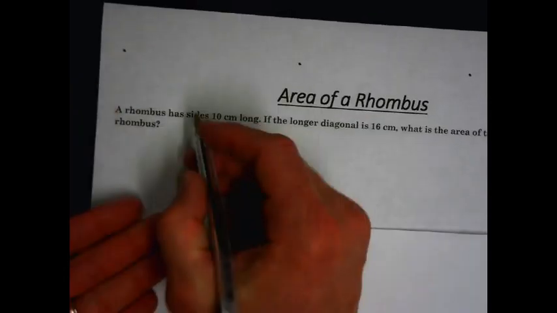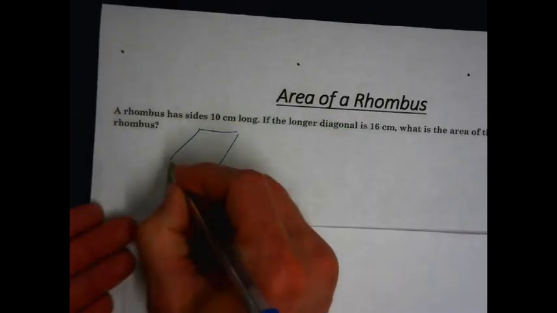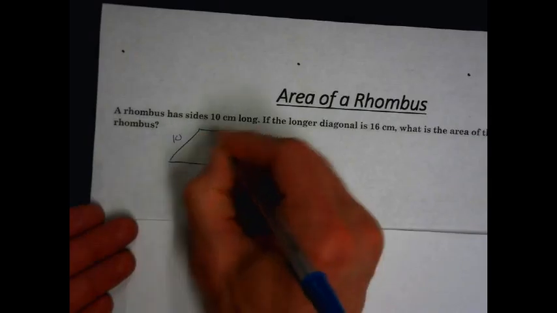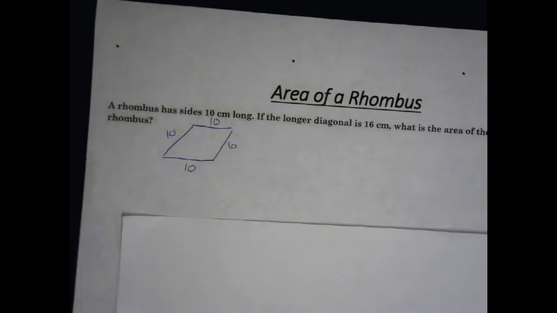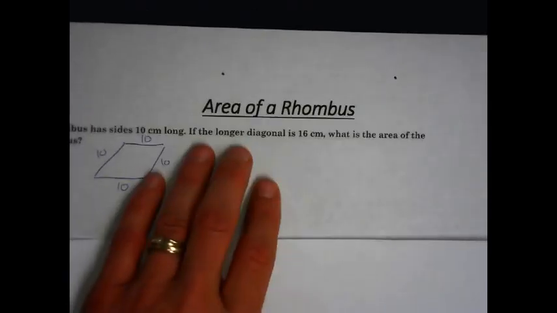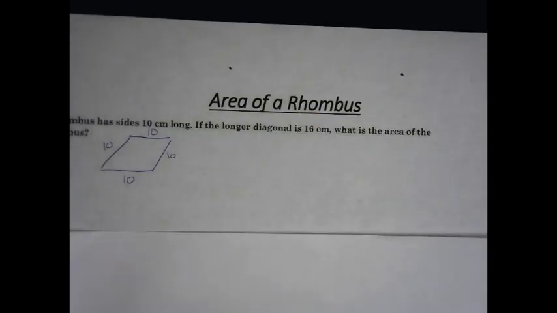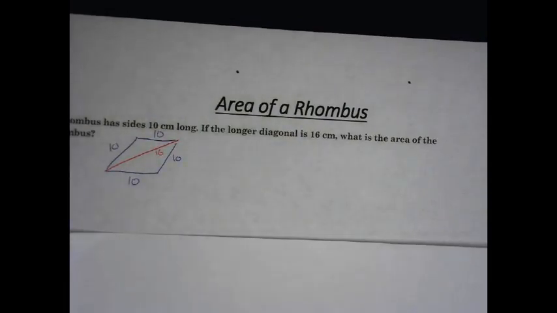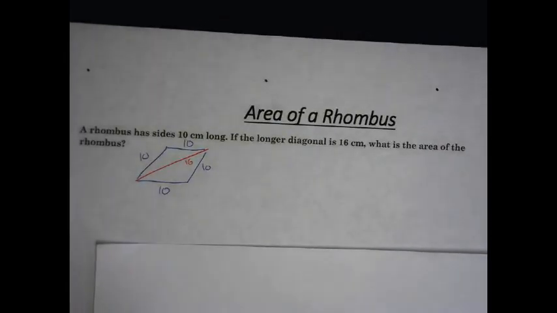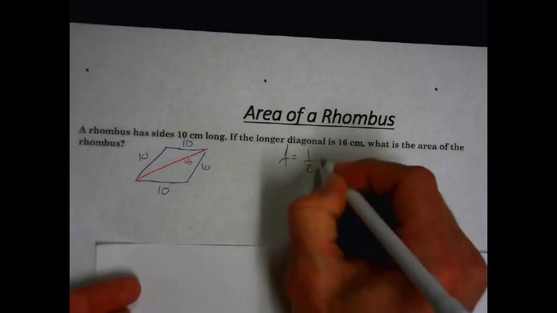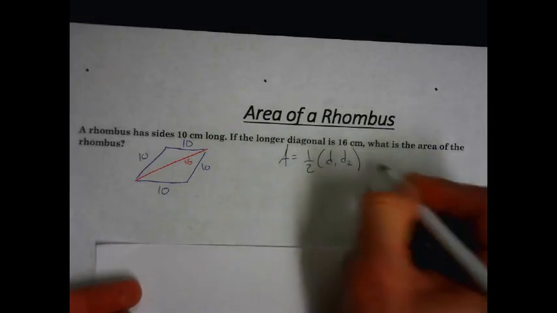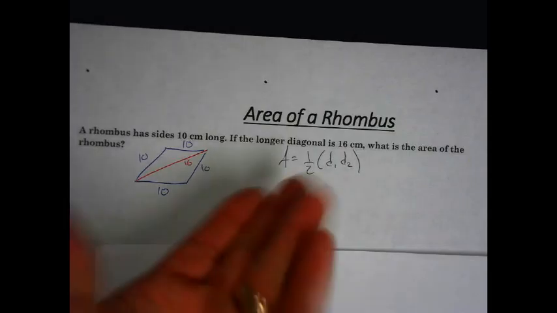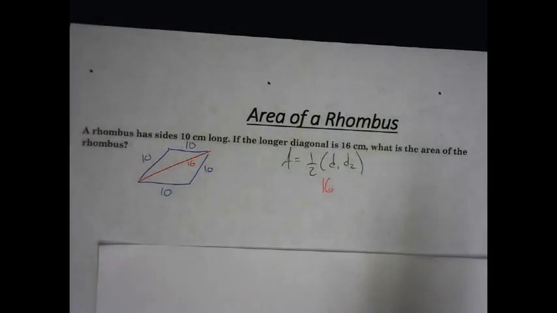A rhombus has sides 10 centimeters long. Boy, do we have some information to use. 10, 10, 10, 10. So now the question is, if the longer diagonal is 16 centimeters, 16 all the way across, what is the area of the rhombus? Now remember how we find area. We find the area of the rhombus by calculating half of the product of the diagonals. Okay, so half of the, we know one of them is 16.